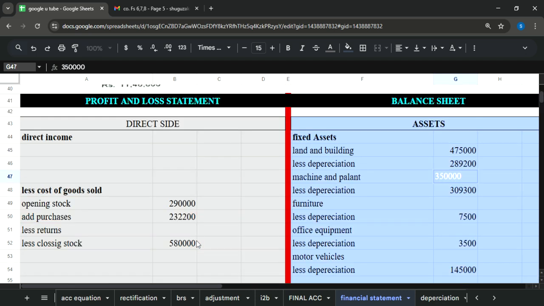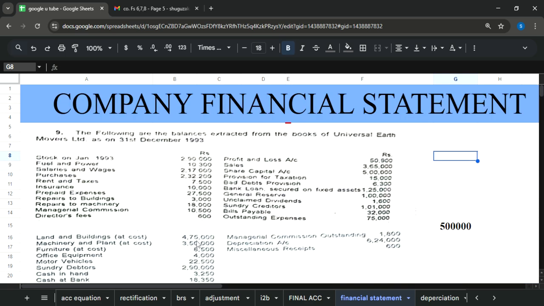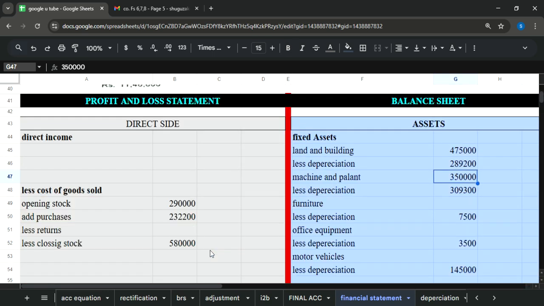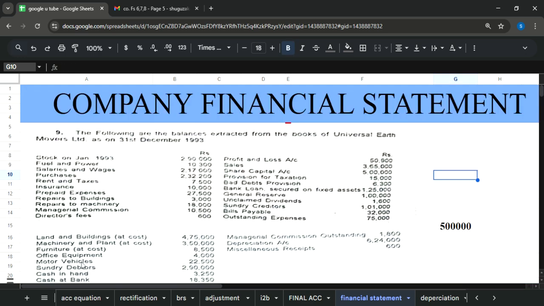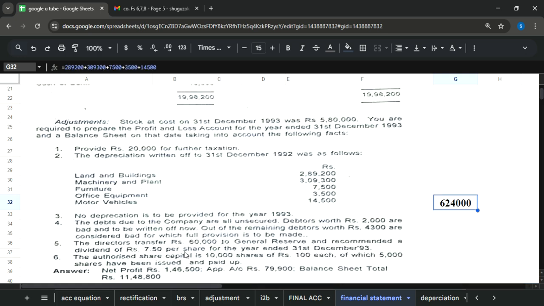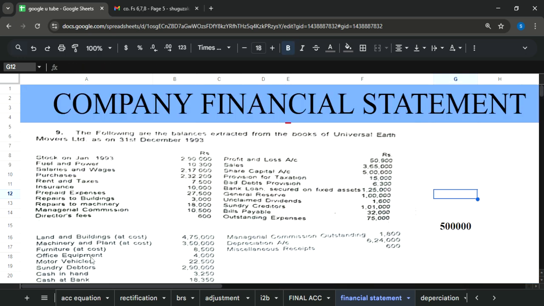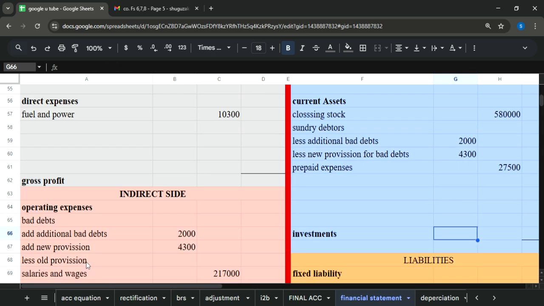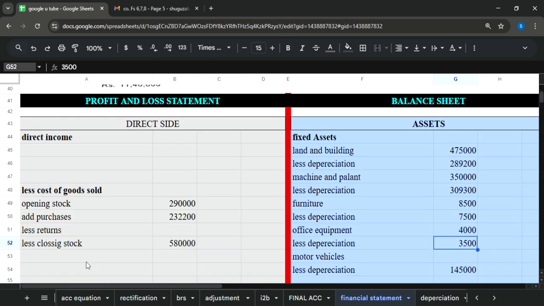350,000 amount of machinery and plant. Then we have furniture 8500. Here you will post 8500 in front of furniture, fixed asset. Office equipment 4000. So here you will post in front of office equipment 4000. Then we have motor vehicle 22500, and here in fixed asset side you will post its amount.